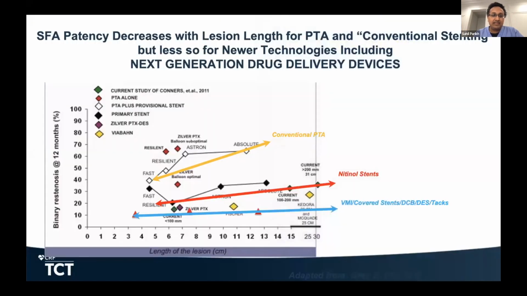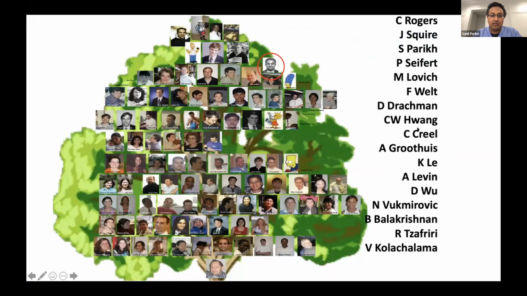So it's pretty clear that as we've evolved drug-eluting technologies, we've gone from a linear slope that's relatively steep for length to restenosis to a much shallower and almost flat slope now with the use of drug-eluting technologies. And that's the clinical argument for why we want drug-coated technologies in our armamentarium. I hope that some of these first principles that we reviewed will help you understand how these technologies are going to evolve over the next, let's say, 5 years.